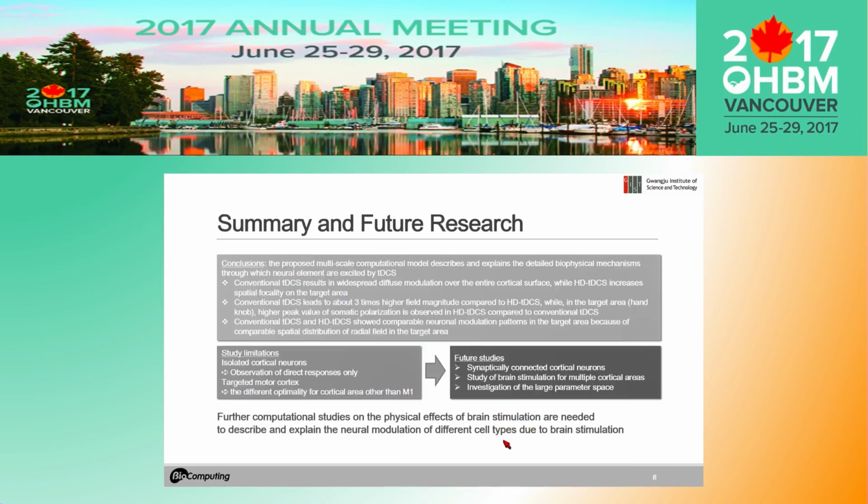In conclusion, we could simulate compartment-specific membrane polarization using multi-scale modeling. However, the underlying mechanism of their activation is not fully investigated. So further investigation on the physical effects of brain stimulation is needed.